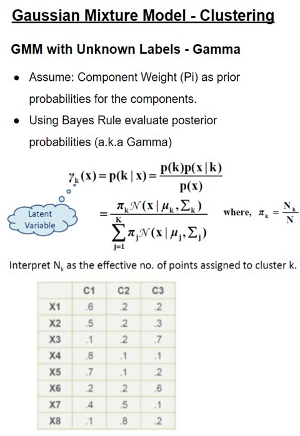Below is a sample I've shown you for 3 clusters, C1, C2, C3, for 9 data points. A sample data point x1 has a probability of 60% of being in cluster C1, 20% of being in cluster C2, and 20% of being in cluster C3. A sample data point x2 has a probability of 50% in cluster 1, 20% in cluster 2, and 30% in cluster 3, and so on.